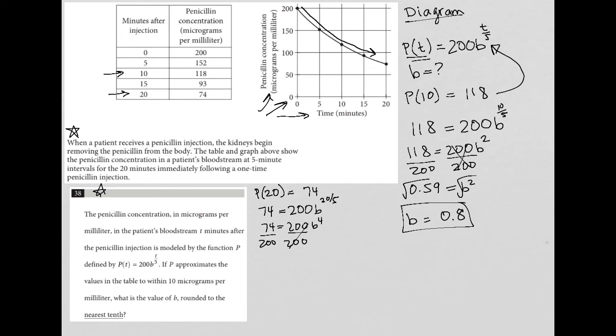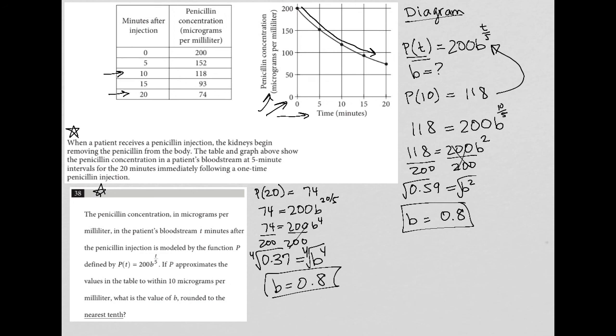74 divided by 200 is equal to 0.37. So I have 0.37 equals B to the 4th. And then I can do the 4th root of both of these. So in my calculator, let's see, 4th root of 0.37. So I'm also getting B equals 0.8 for that as well.